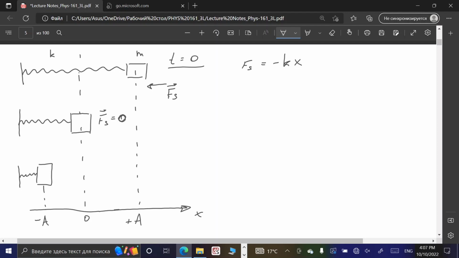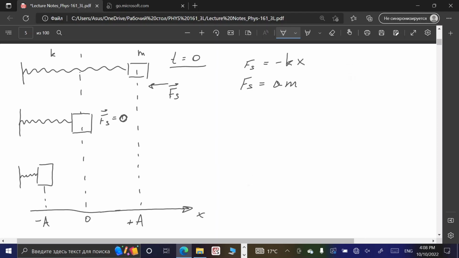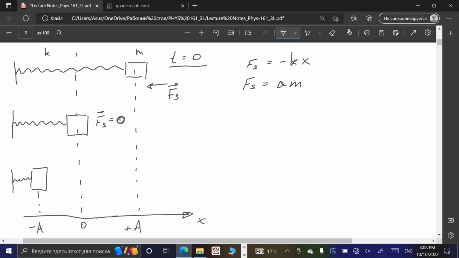That we know. And also what we can write for string force, that it will be equal to a times m. A stands for acceleration of the block, times mass of the block. We neglect the mass of the string. So in this case, we can write that a is equal to minus k over m times x.